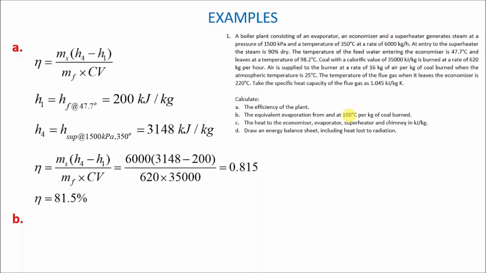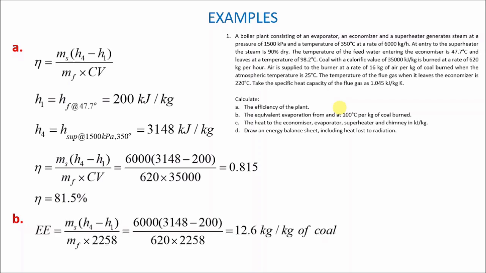Really, really important. So don't try to use this 100 degrees in your steam tables to try and find H values. That will be a stupid and terrible mistake. Okay, so to find the equivalent evaporation, this is the equation, and we already found H1 and H4, so we can just plug in the numbers and we get 12.6 kilograms of steam per kilogram of coal. Really, really important. Just plugging in the numbers. All right. So now, point number C is to find the heat to the economizer, the evaporator, the superheater, and the chimney in kilojoules per kg. Okay, so let's go ahead and do that.